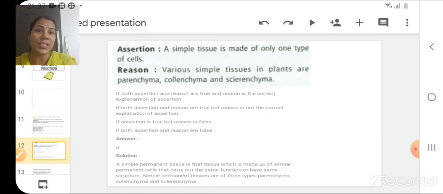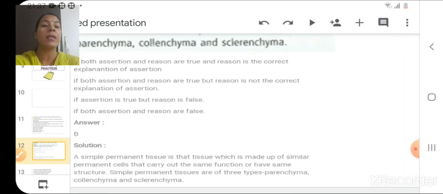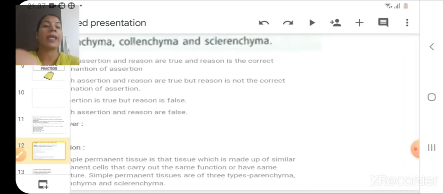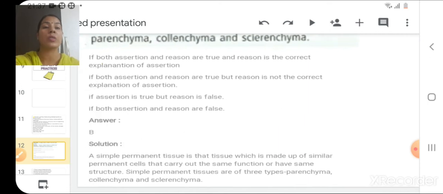The answer in such condition will be B, that is, both assertion and reason are true but reason is not the correct explanation of assertion. Why is it so? The solution is also given here. A simple permanent tissue is that tissue which is made up of similar permanent cells that carry out the same functions or have the same structure. Simple permanent tissues are of 3 types: parenchyma, collenchyma and sclerenchyma.